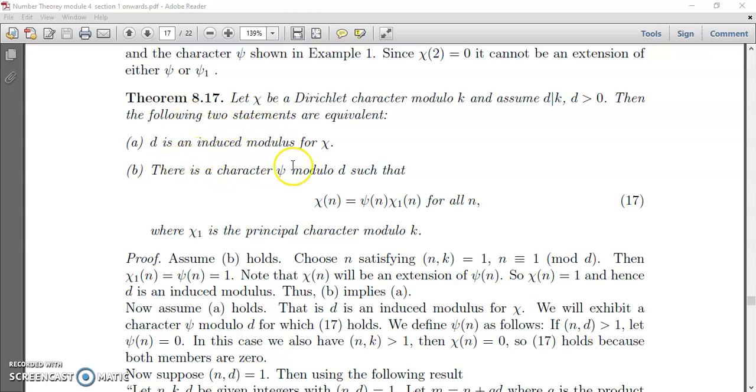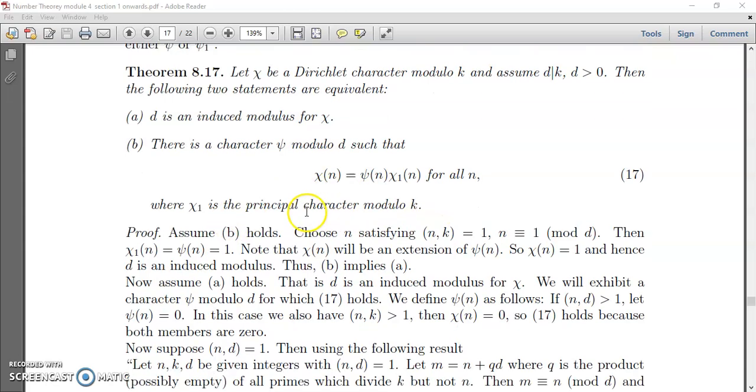That is, (A) D is an induced modulus for chi, and (B) there is a character psi modulo D such that chi of n is psi of n times chi 1 of n for all n, where chi 1 is the principal character modulo k. So this is what we have to prove. That is, assuming D is an induced modulus for chi, we have to prove that there is a character psi modulo D such that chi of n is psi of n times chi 1 of n for all n. And assuming that there is such a character psi modulo D, we have to prove that D is an induced modulus for chi.